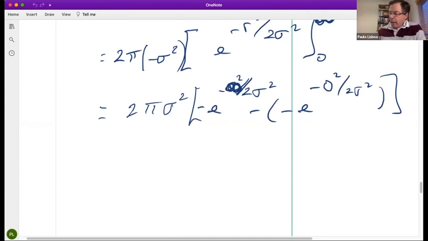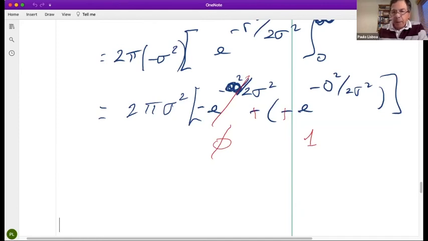Okay. And e to the minus infinity just gives you 0, because the exponential of a negative very large number is 0. These two minus signs add up to a plus, because two minuses make a plus. We know that any power of 0 is 1, so e to the minus 0 squared over something, well, e to the 0 is 1, so that gives you 1.